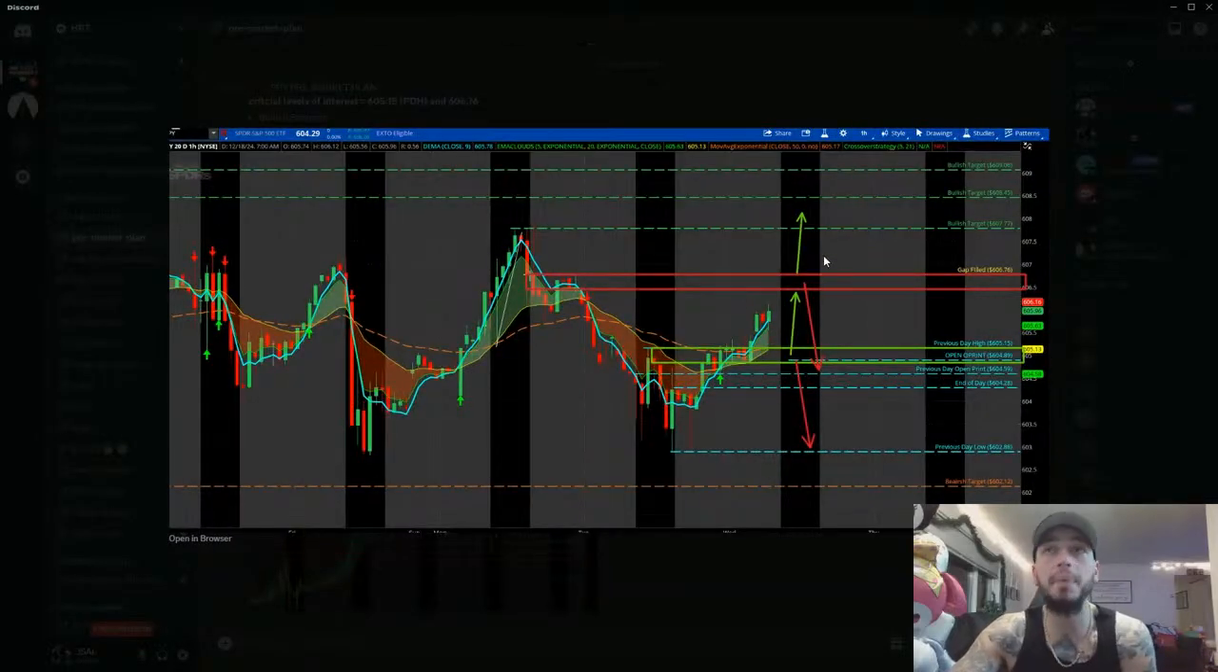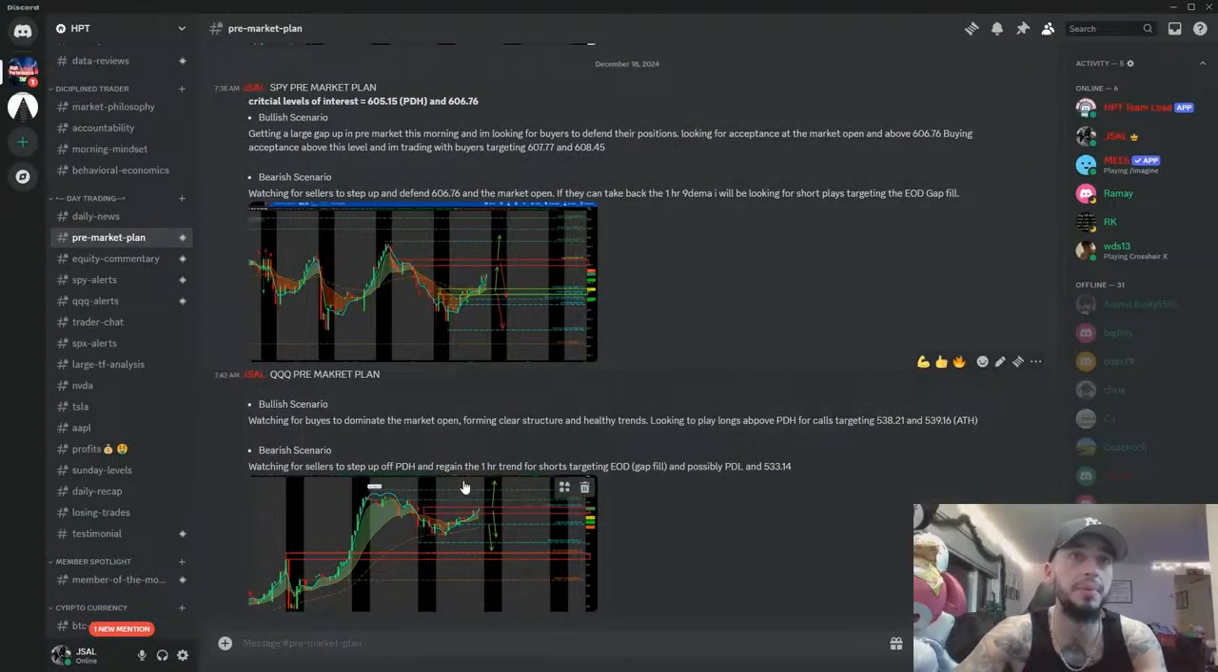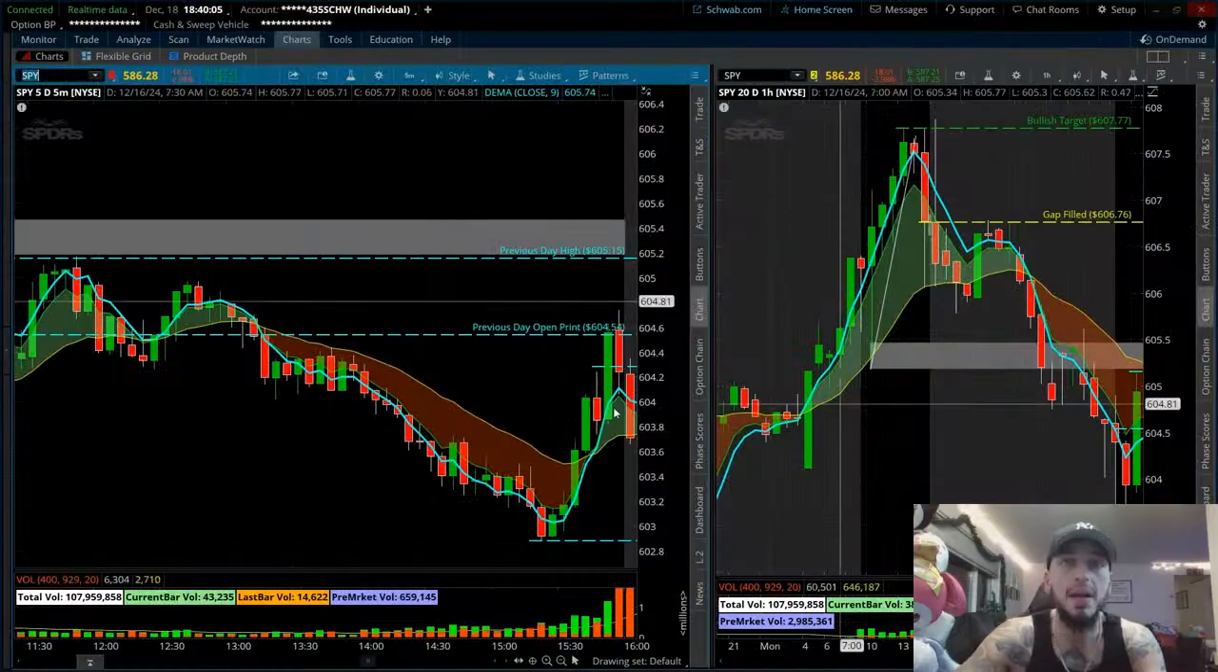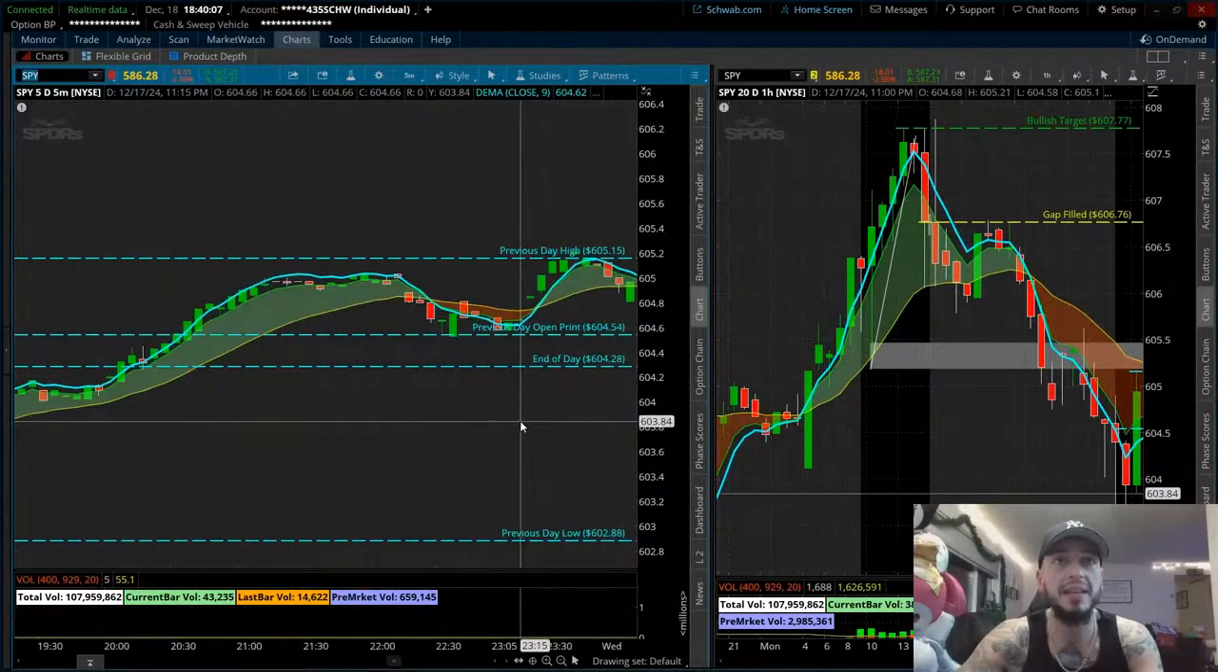We had a gap up here that I was watching. This 606.76 level, right? I'm looking here for buyers to control the 50, possibly, and then get back up and fill this gap. So that's basically what I'm doing. Getting a large gap up in pre-market, I'm looking for buyers to defend their positions. This is it. Looking for acceptance at the market open and above 606.76. Okay. Looking for acceptance at the market open, right?